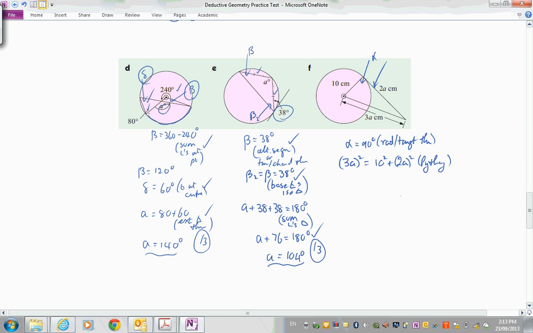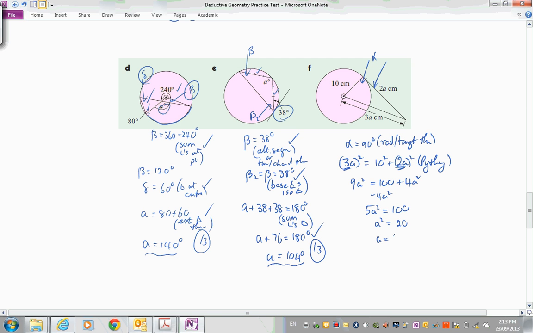by Pythagoras. Okay, by Pythagoras. Therefore 9a squared equals 100 plus 4a squared. Don't forget the square, the 3 and the 2, that's why I bracketed it. Subtract 4a squared from both sides. 9a squared take 4a squared is 5a squared equals 100. Divide both sides by 5, a squared is 20.